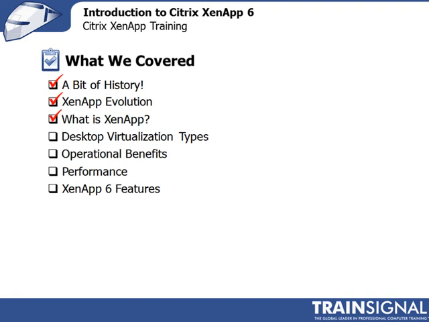We then talked about what XenApp is: a server-based computing model, an extension to terminal services. We talked about where terminal server fits within the desktop virtualization types: application virtualization, VDI, terminal server, and client hypervisors. We spoke about the operational benefits of XenApp, like provisioning, eyes-only security, and better performance, which leads into performance, our next checkpoint.